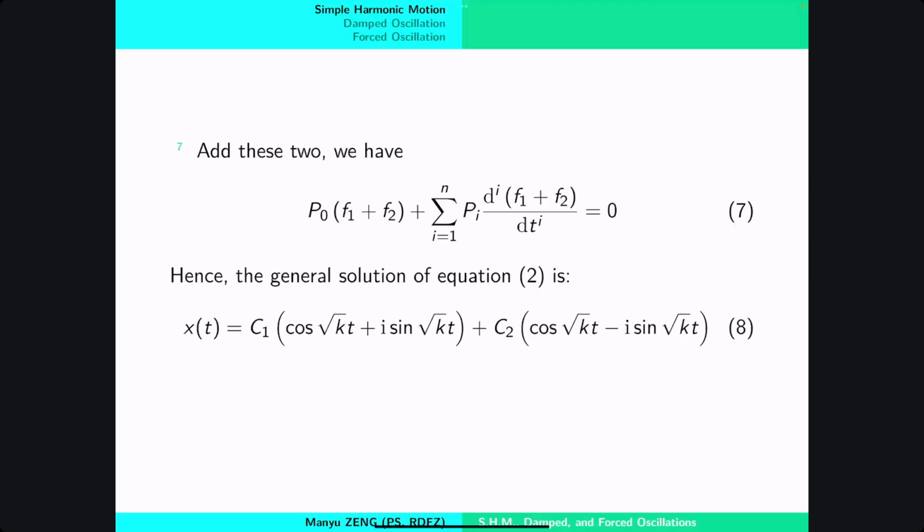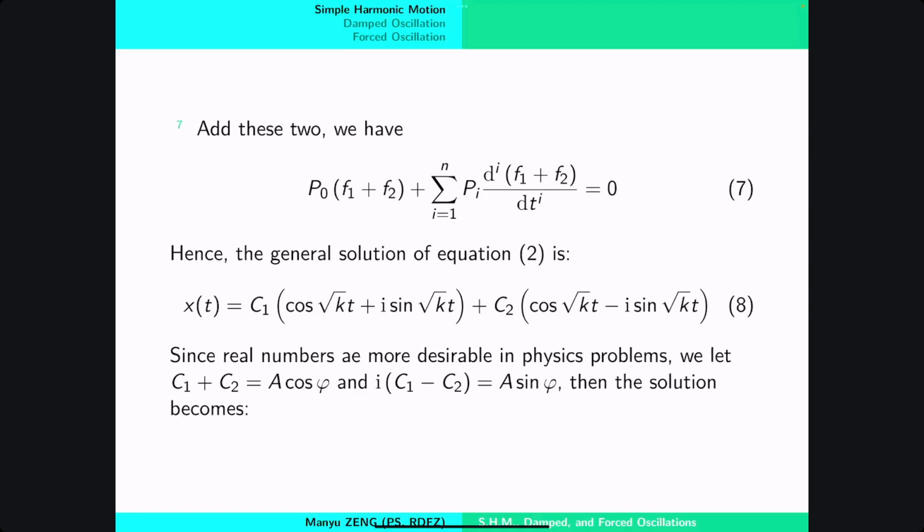So the general solution is like this: C1 times the first solution plus C2 times the second solution. But we can see that there is i, the square root of -1, in the equation. And because this is a physical question, physical questions don't always encounter imaginary numbers. Imaginary numbers don't have any physical meaning, right? So real numbers are more desirable in this case.